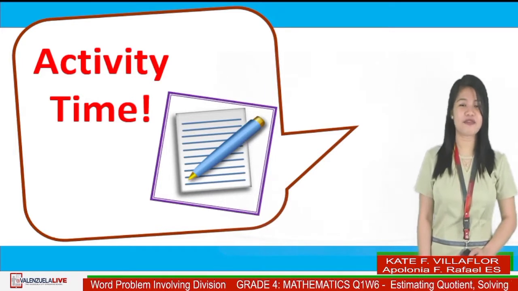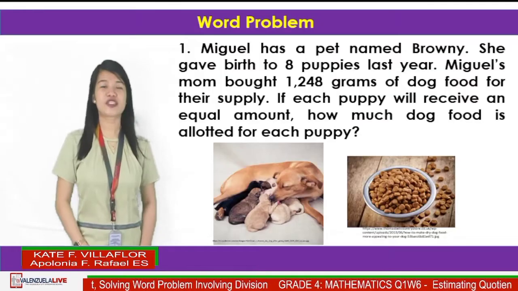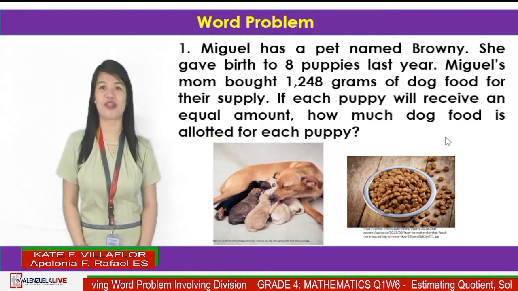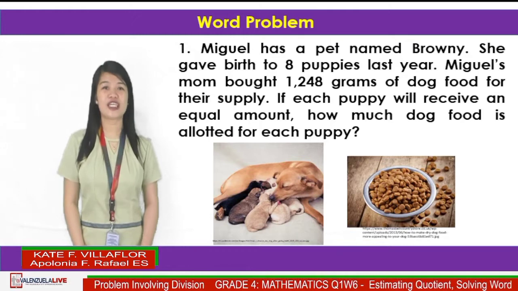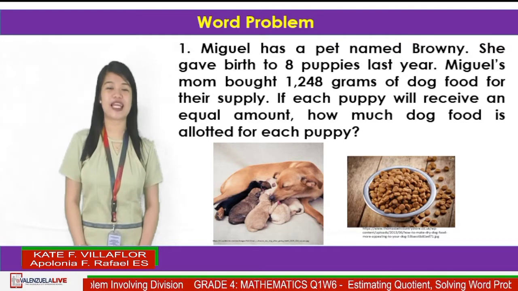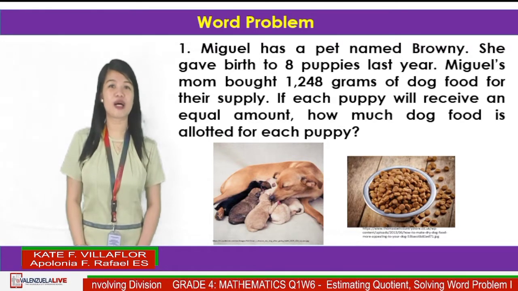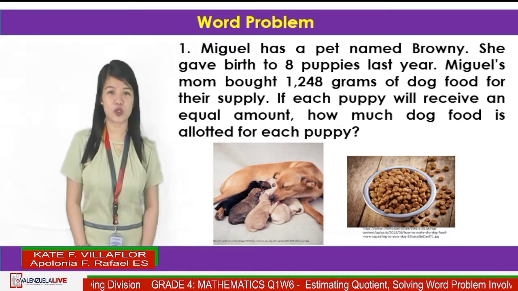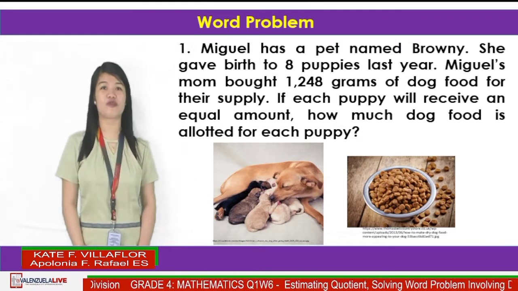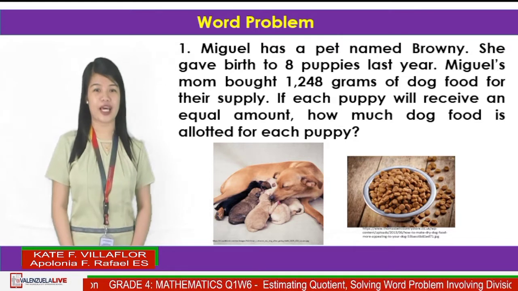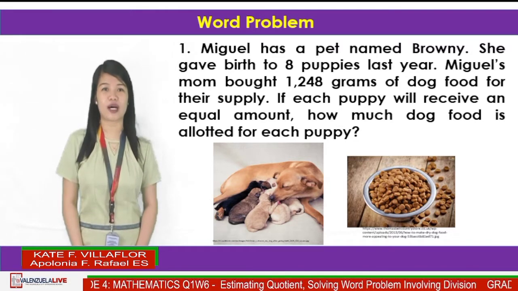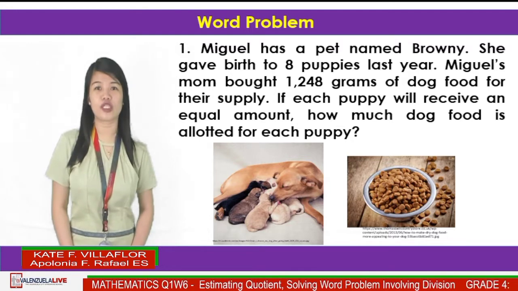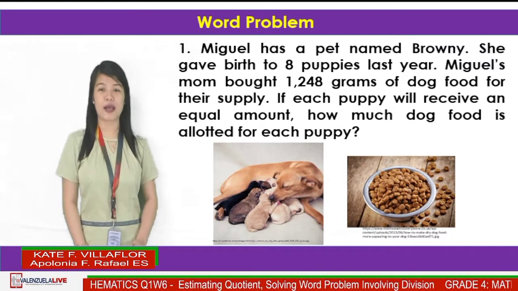Okay, it's activity time. Let's have the number 1 word problem. Gail has a pet named Brownie. He gave birth to 8 puppies last year. Gail's mom bought 1,248 grams of dog food for their supply. If each puppy will receive an equal amount, how much dog food is allotted for each puppy?